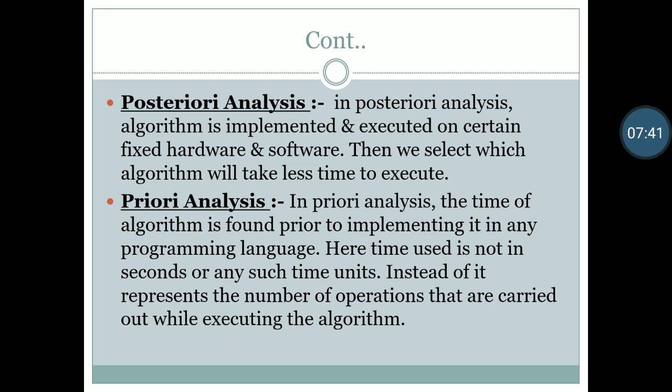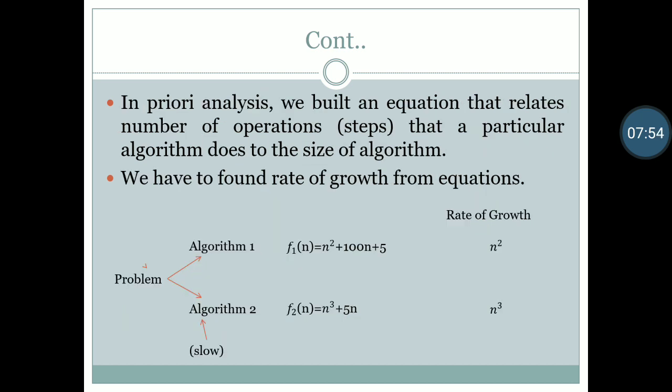So in priori analysis, instead of taking seconds as units, we have to present the number of operations that are carried out while executing the program. In priori analysis, we build an equation that relates the number of steps that a particular algorithm takes to the size of the input. We have to find the rate of growth from that equation.